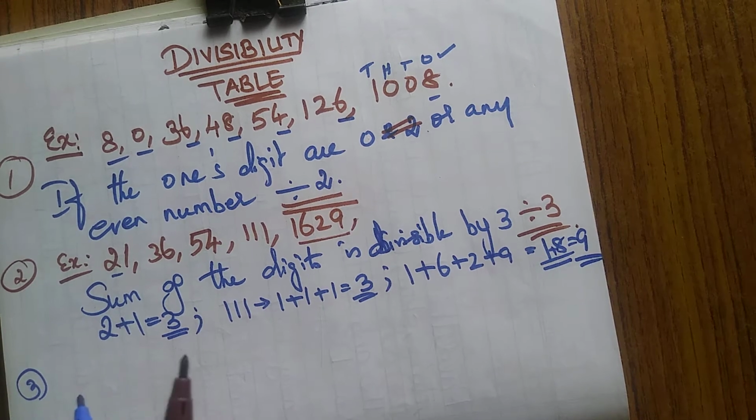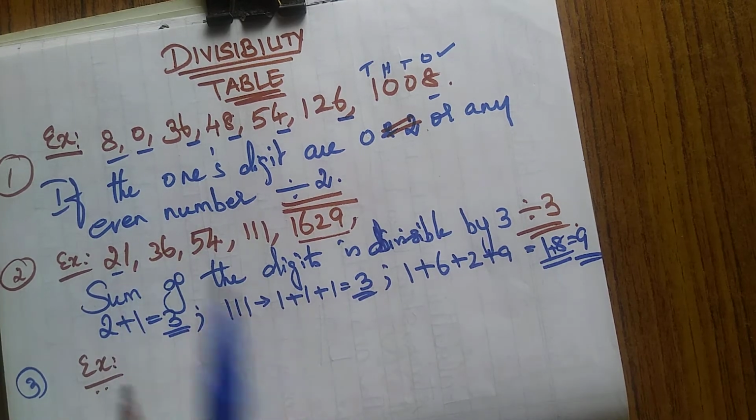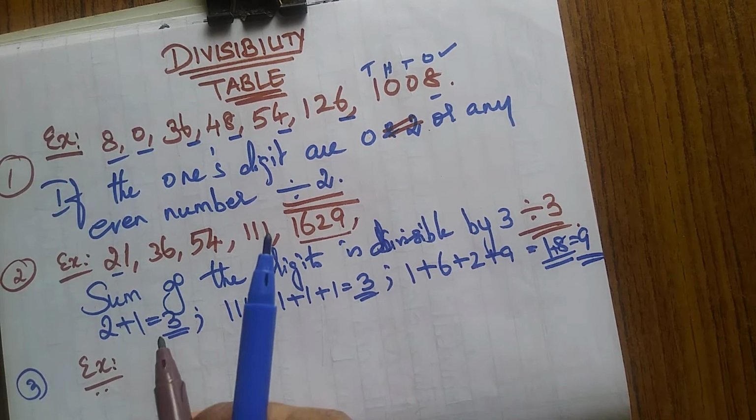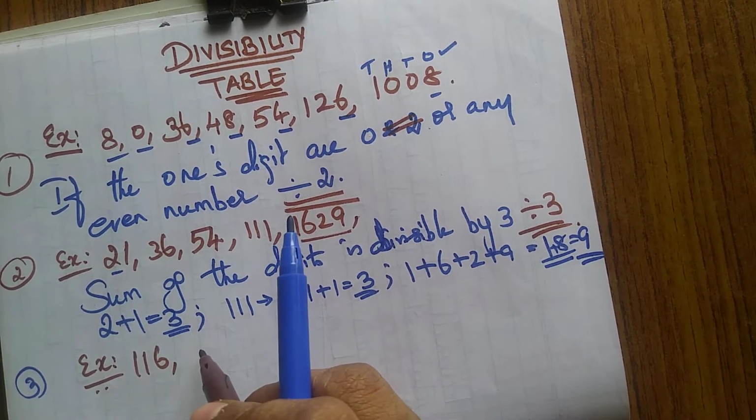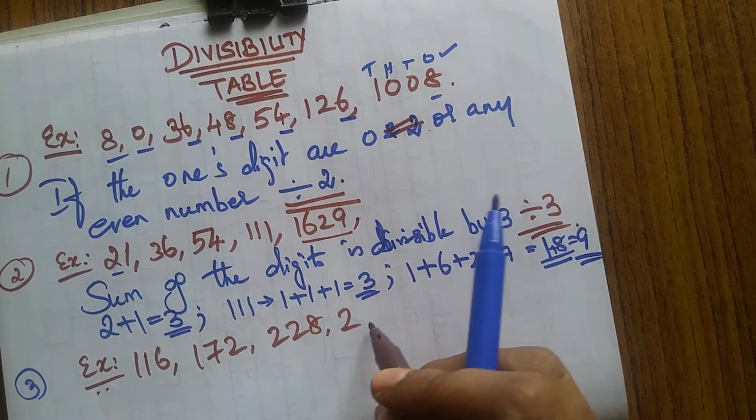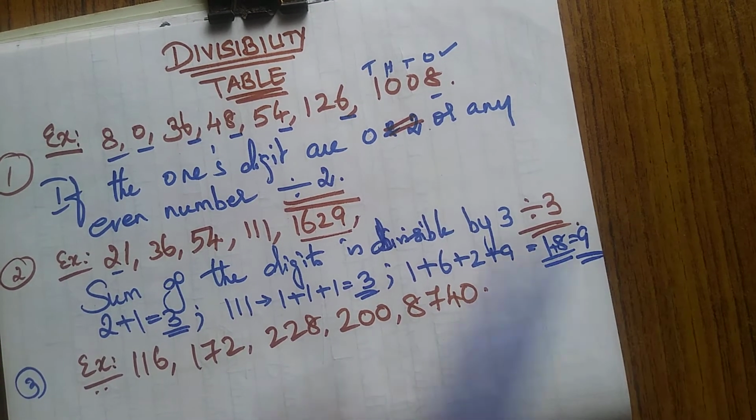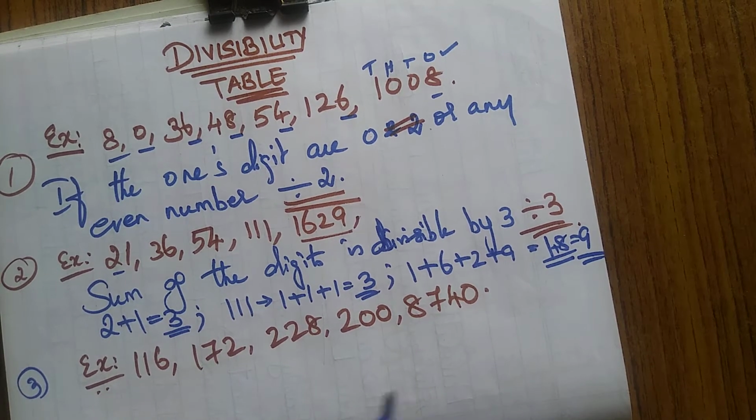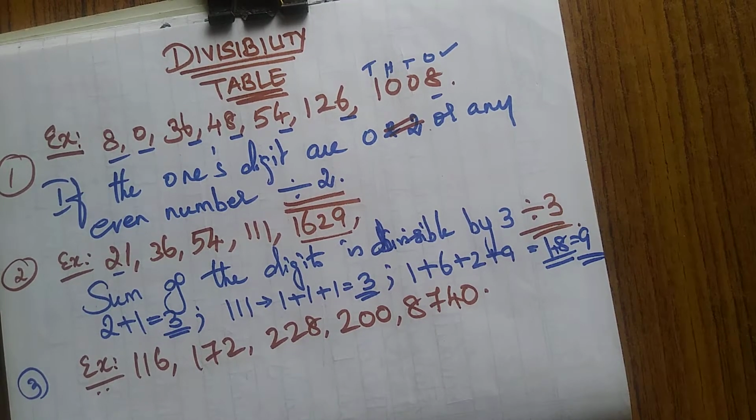Now, come on, rule number 3. When a given number is divisible by 4, what are the rules lying in it? For that, we will write some examples like 116, 172, 228, or 200, or a bigger number like 8740. When you see the number, we can do some steps in our mind and say confidently that it is divisible by 4.